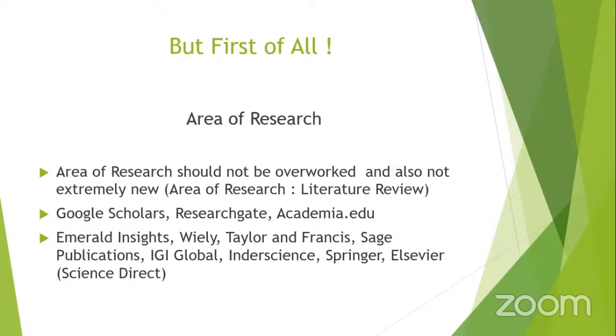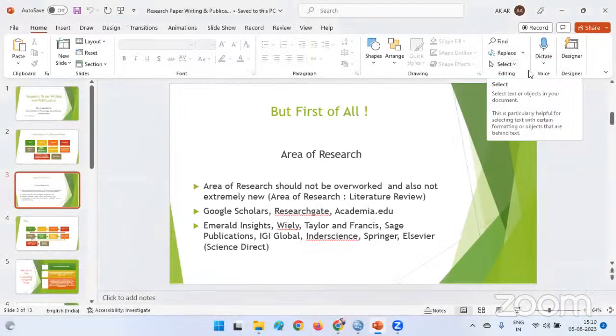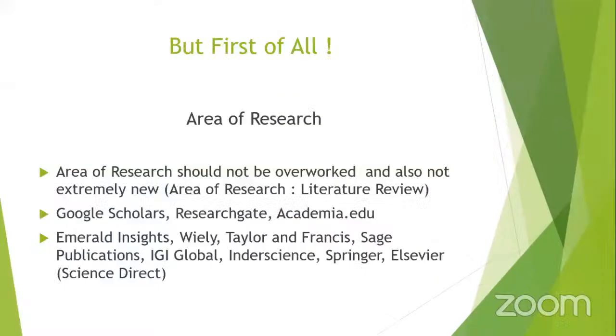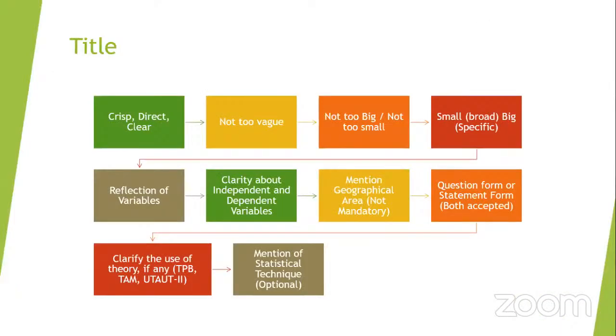So you get the ideas from Google Scholar, ResearchGate, Academia.edu, Emerald Insight, Wiley, Taylor and Francis, Sage Publications, IGI Global, Inderscience, Springer, Elsevier, etc. Once you get the idea, the area of research, you start working on a title. Now, these are some of the prerequisites: how good a title should be, how to design a title.